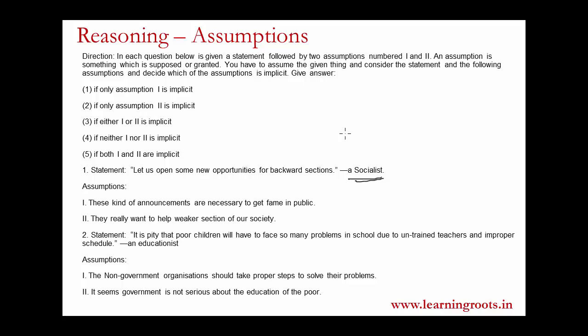There are certain traps, or certain ambiguity associated with the question, which probably hampers the decision-making process, and you will not really be able to come up with a clear-cut answer as to why one is implicit and why the second one is not implicit, or vice versa. So let's see. The first question says, let us open some new opportunities for backward sections, which is being said by a socialist.